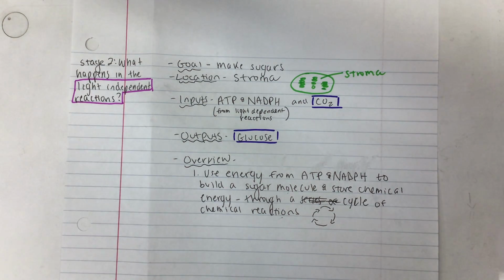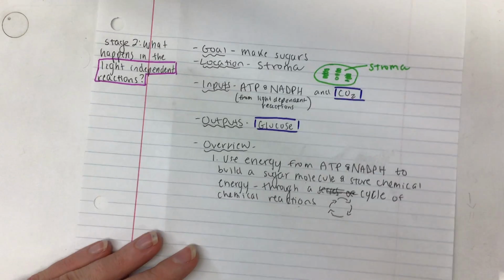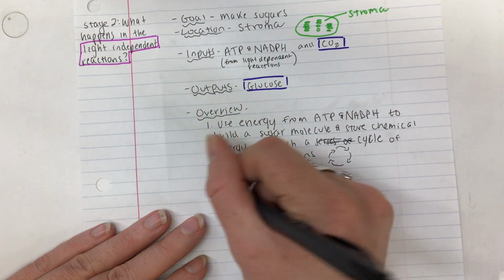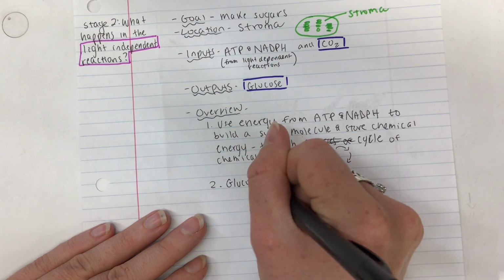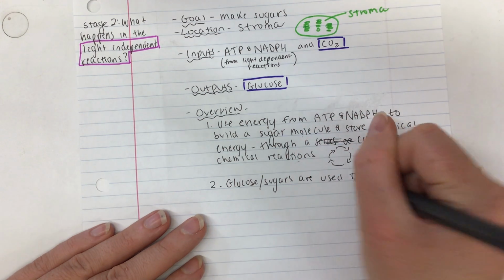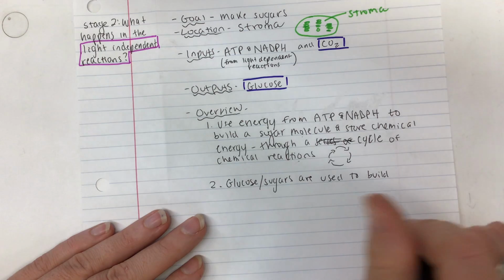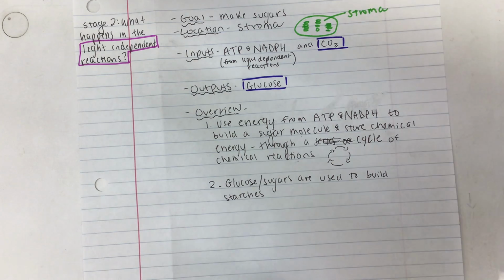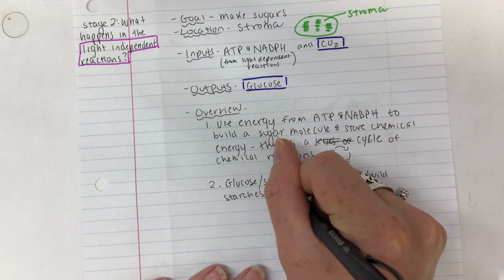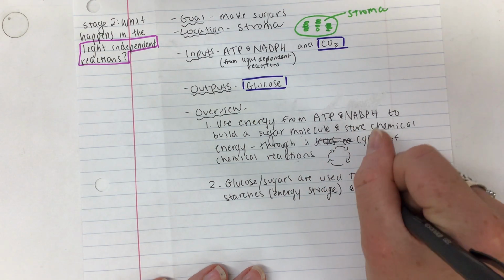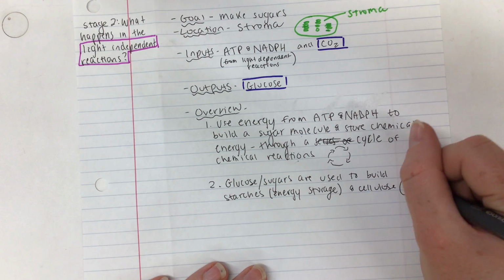And eventually we're going to end up with some sugar, and this process keeps happening over and over and over again. So there's lots of steps. It's a very complex cycle. And 2, the glucose/sugars are used to build starches, which is energy storage, and cellulose, plant cell walls.